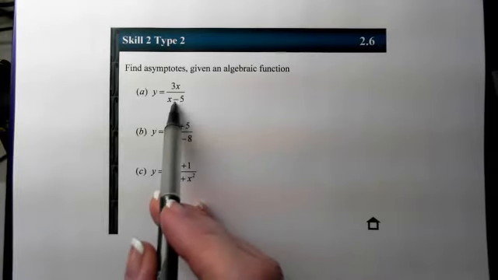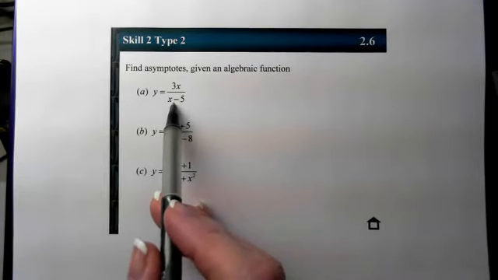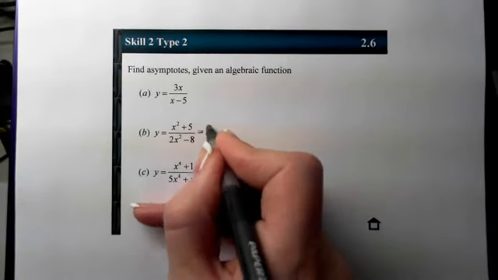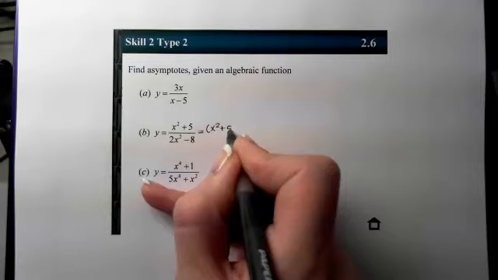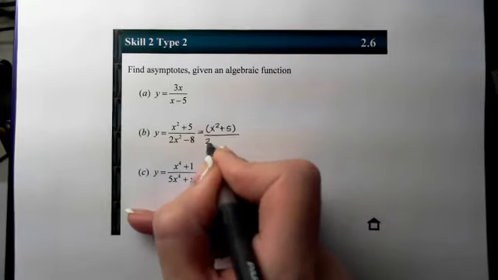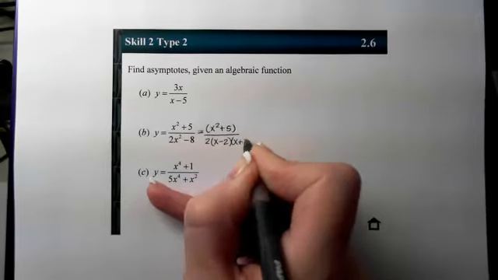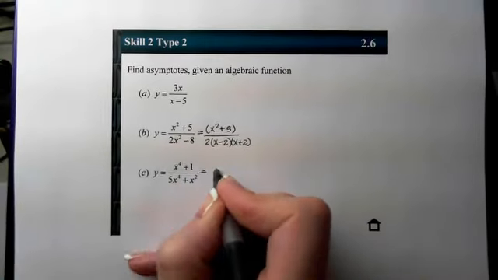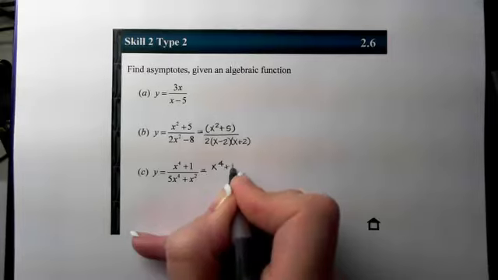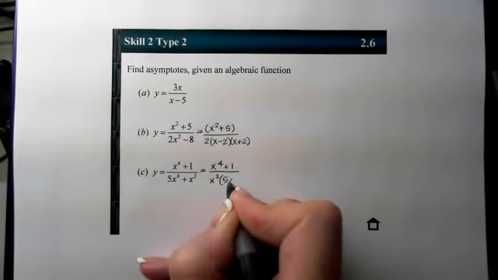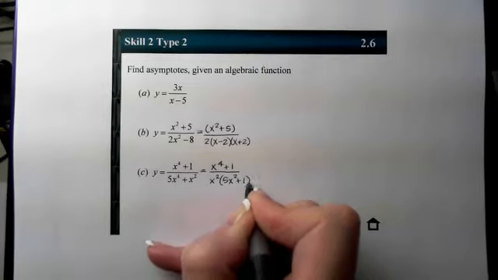So the top is already completely factored, so we don't have anything to do with that one. Here we can see on the bottom that I can factor. So I'm going to write an x squared plus 5, and on the bottom I'm going to factor that into 2 times an x minus 2 and an x plus 2. If we look at this one, again the top does not factor, but on the bottom I can pull out an x squared and be left with a 5x squared plus a 1.